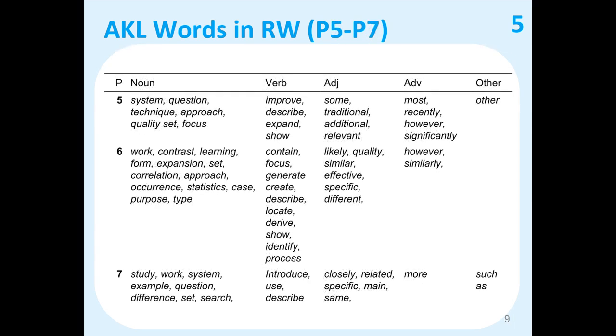In the middle of the review, the vocabulary becomes much more concrete and descriptive. The nouns have shifted to specifics like technique, correlation, statistics, and case. The verbs are about action and analysis like improve, identify, and process. And the adjectives signal that we're now comparing closely related studies: specific, different, and closely related. This is the language you use when you're deep in the analytical details.